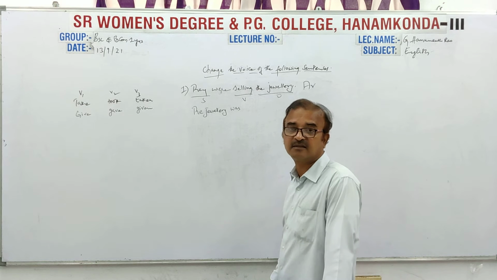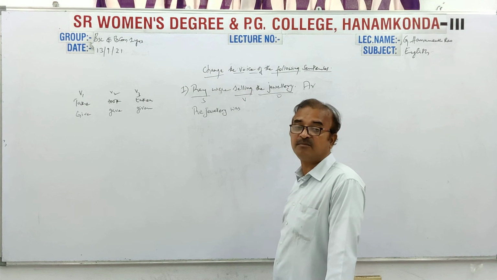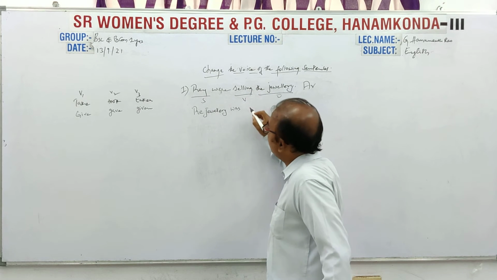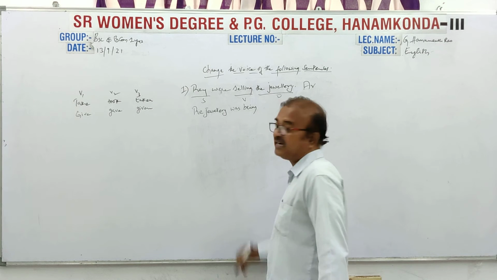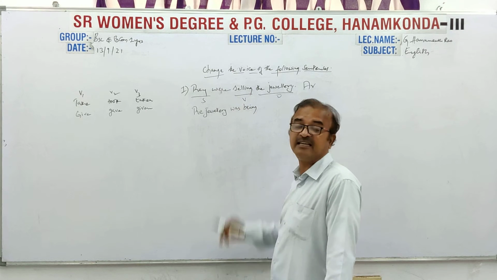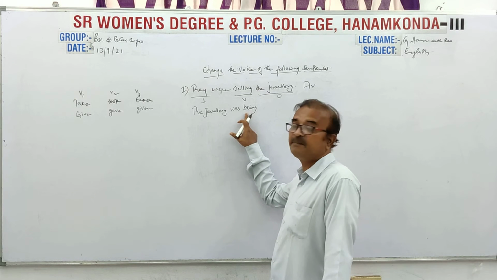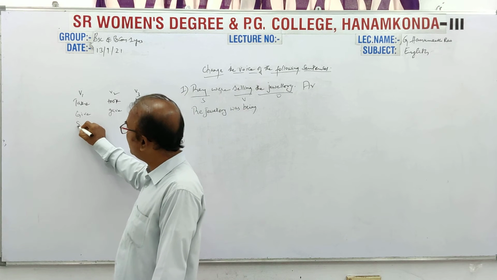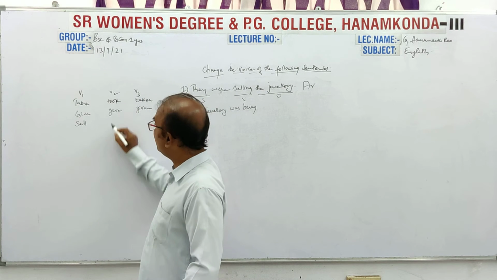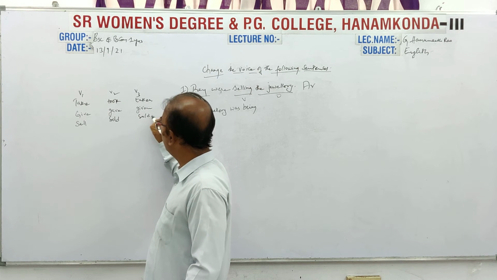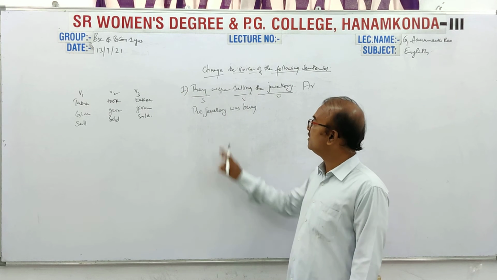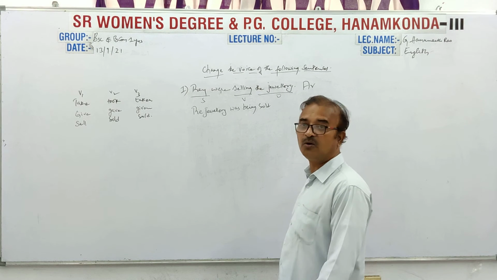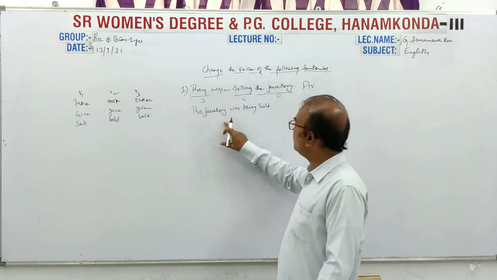So the jewelry was. Now come to this one, the ing form, continuous tense. The verb is in the continuous tense. And whenever you see ing in the verb in active voice, you have to add this "being". The jewelry was being. Let's sort it out. Sell, this is the present tense. What is the past tense of this one? Sold. This is the past participle. So the jewelry was being sold.